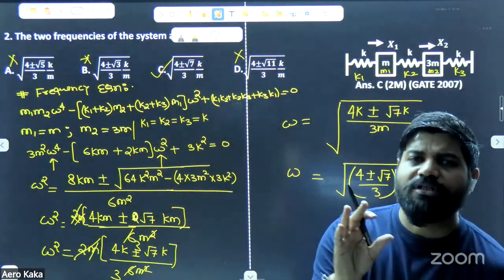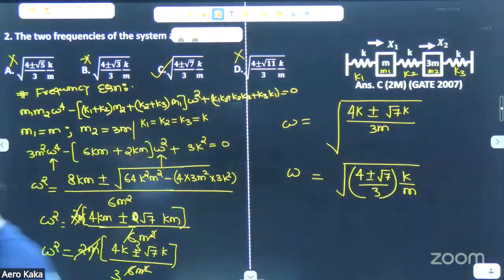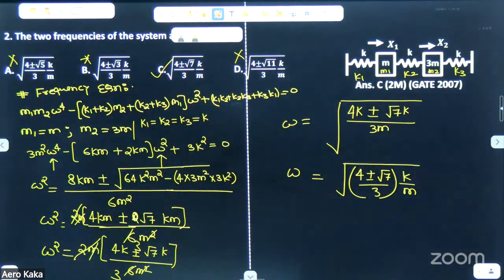See, 2 degree of freedom systems are really very easy if you know or if you remember this one. You are not going to solve these questions only for academics. Even if it is for academics, then it is really very, very easy.